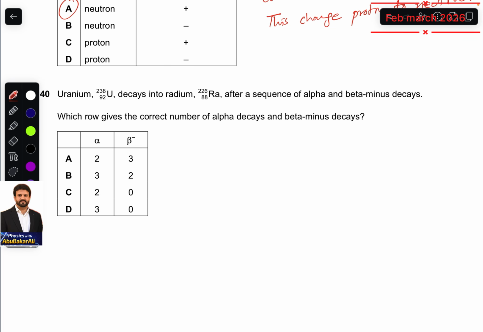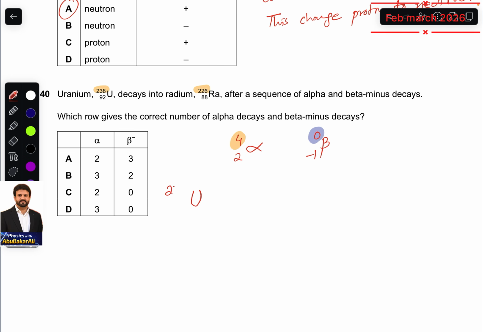Question 40. A uranium-238 (92) decays into a radium after a sequence of alpha and beta decays. Which row gives the correct number of alpha and beta minus particles? It's a very common question. We know alpha is 4, 2 and beta is 0, minus 1. Whenever beta decays, it will not affect the mass. So with the help of alpha, by looking at the change in mass, we can easily count the alphas. Then we can deal with the betas, because the mass is only affected by alpha. So let's deal with this first.